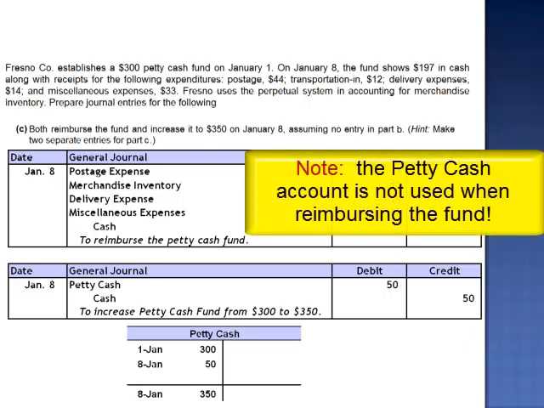This brings the balance in the petty cash T account up to $350. Notice that the petty cash account was not used to reimburse the fund, only when we actually changed the amount of the fund.